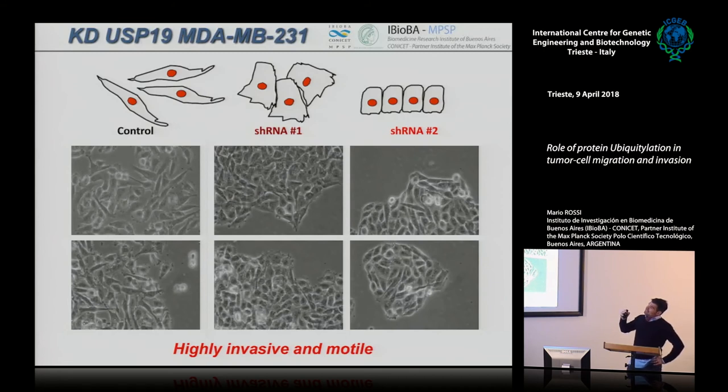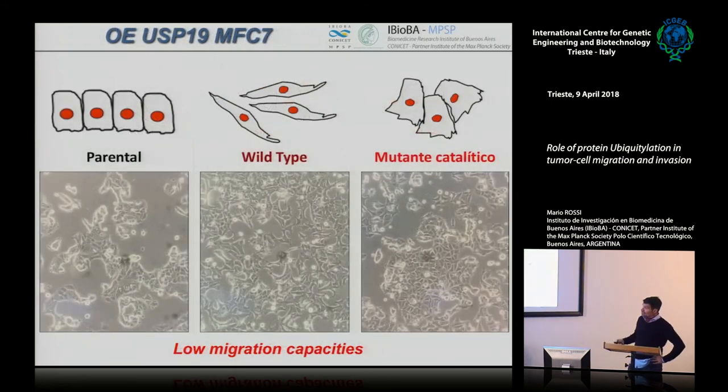What we did is decide to take, instead of the cell lines I showed you before, which are highly invasive and motile, in which we knocked down USP19, a cell line that has low migration capacity. Instead of knocking down USP19 in those conditions, we overexpress USP19. When we overexpress USP19, we use two constructs: one that was wild type, and one that was catalytic dead.